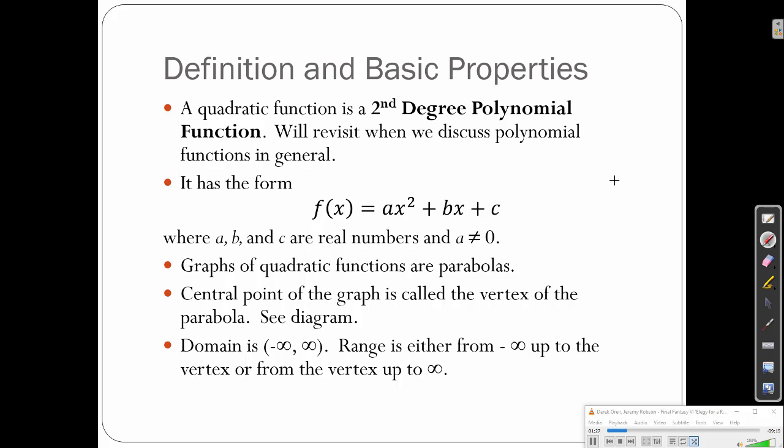Graphs of quadratic functions are called parabolas. So, for example, if I looked at, say, this function, x minus 2 squared, this squared function shifted 2 units to the right would look like this. Let me see if I can draw that more accurately. Yeah, that's a little bit better. 0, 1, 2, 3, 4, and 4, 4. That's honestly enough for now.